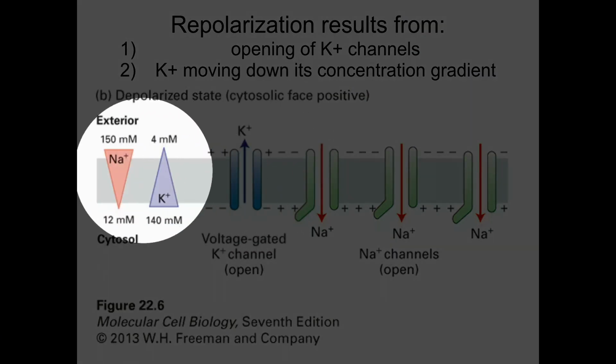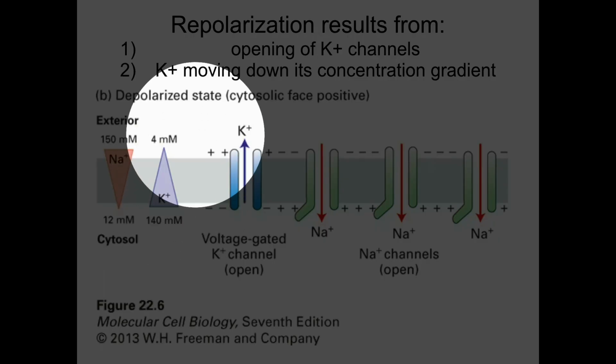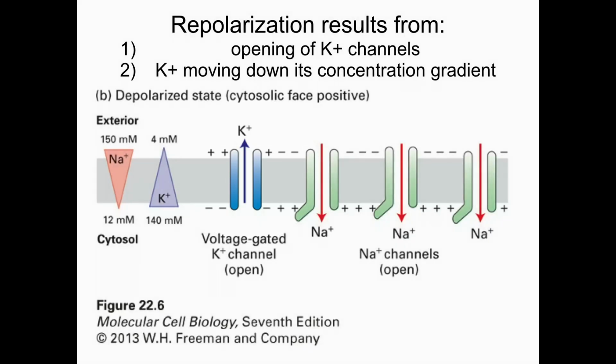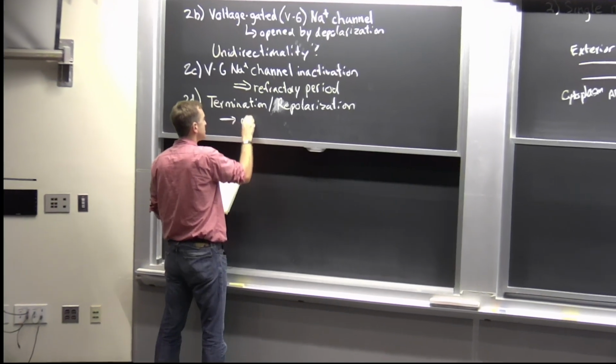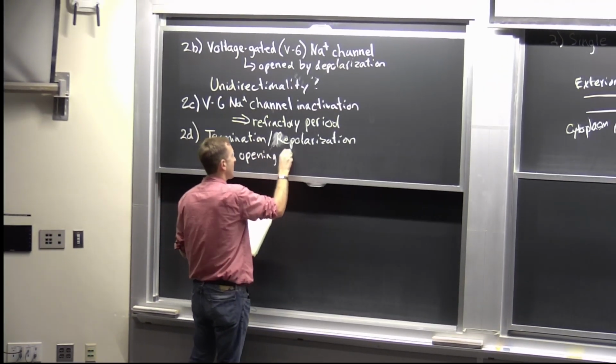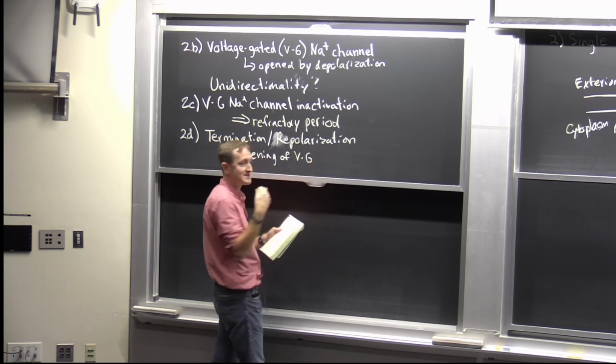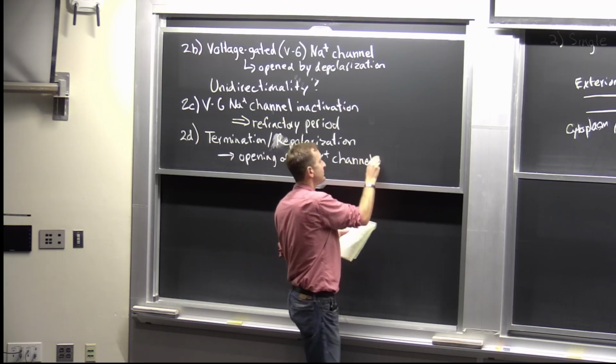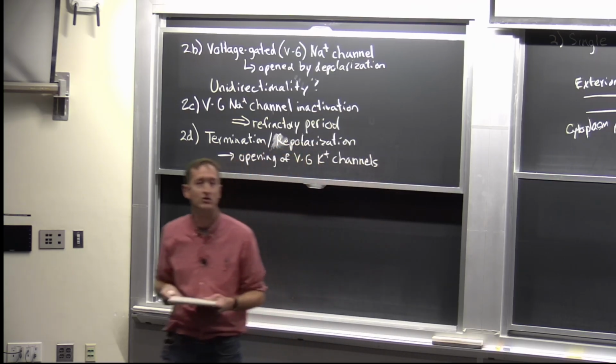So remember, potassium is high in the cytoplasm, low on the exoplasm, and therefore if you have a voltage-gated potassium channel, that's going to cause a rush of positive ions out of the cell, and that will be able to restore the net negative potential on the inside of the cell. Okay, so this termination or repolarization is the result of the opening of voltage-gated, in this case not sodium channels, but potassium channels. When do you think these have to open relative to the sodium channel?